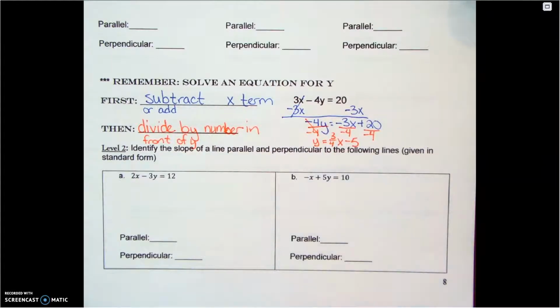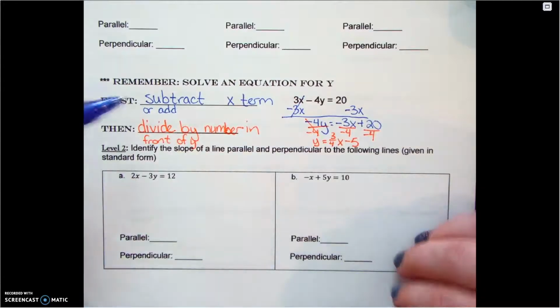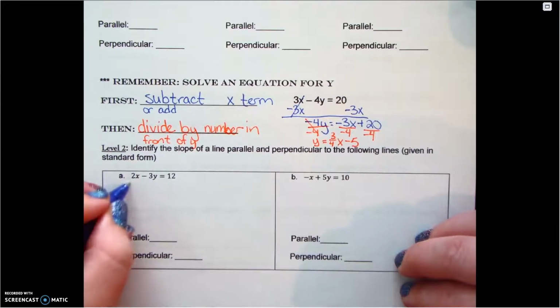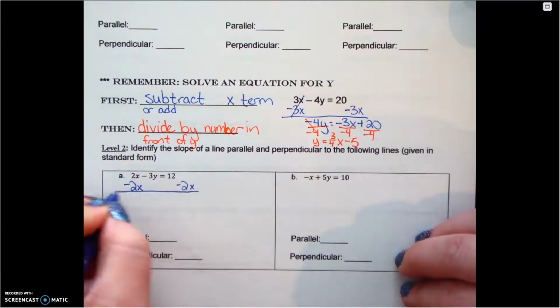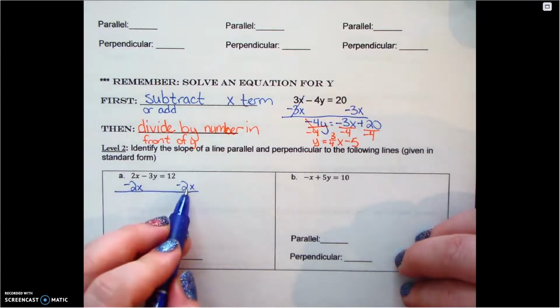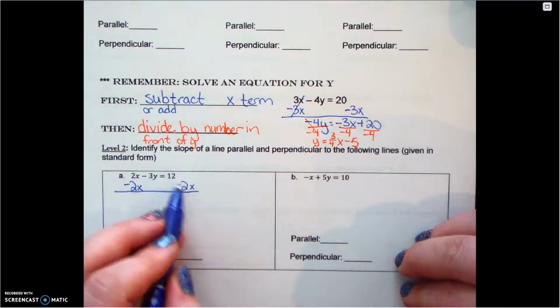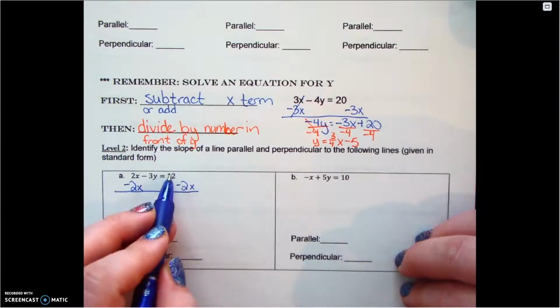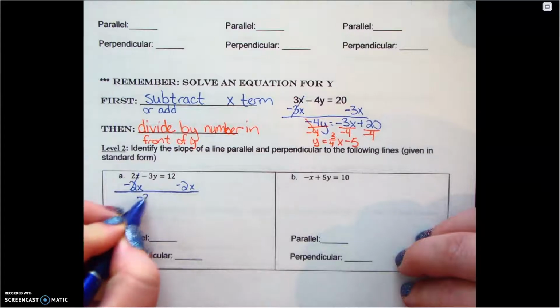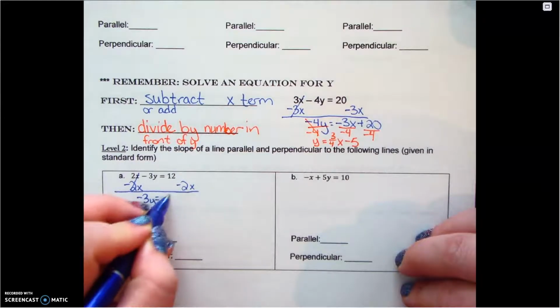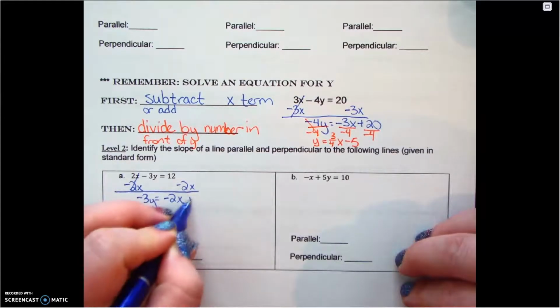We're going to solve this equation for y. So remember, our first step is to add or subtract our x term. In this case, since it's a positive 2x, we're going to subtract 2x from both sides. And remember, I write it over to the side here to remind myself that I cannot combine these two terms because this 12 does not have an x with it. So I have negative 3y equals negative 2x and a positive 12.